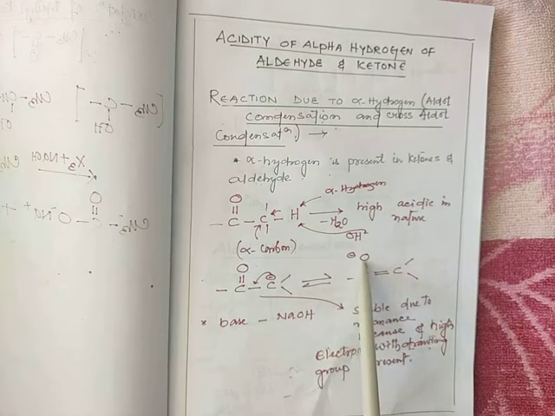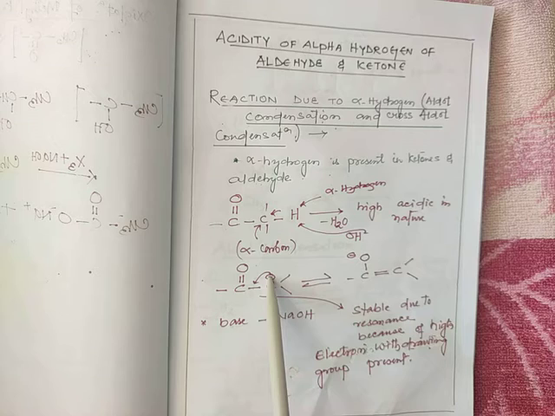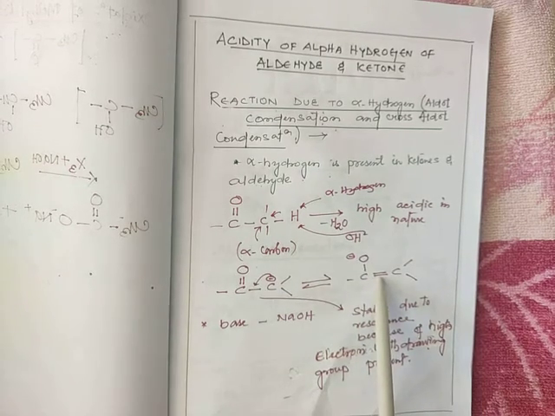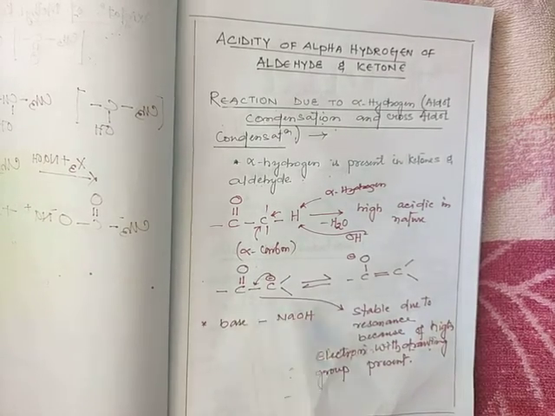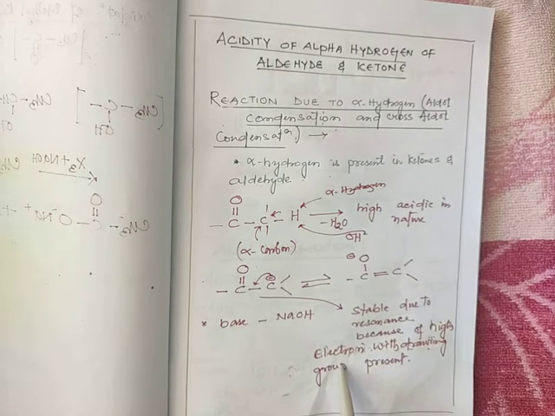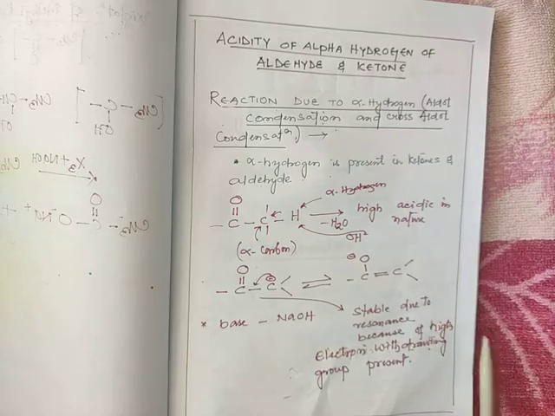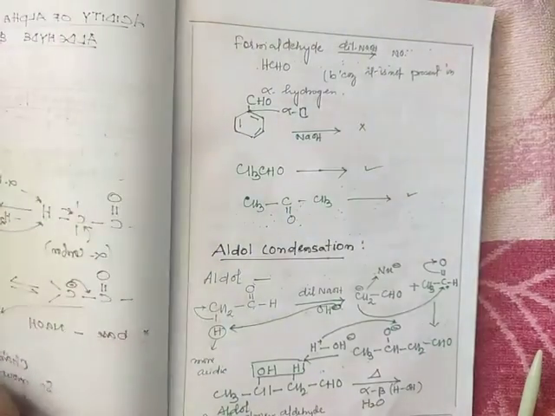Then this oxygen will carry a negative charge, and the carbon that has more electrons gives them here, and in between the double bond will come. So this compound is stable due to resonance, since a highly electron withdrawing group is present. So this is the acidity of alpha hydrogen.